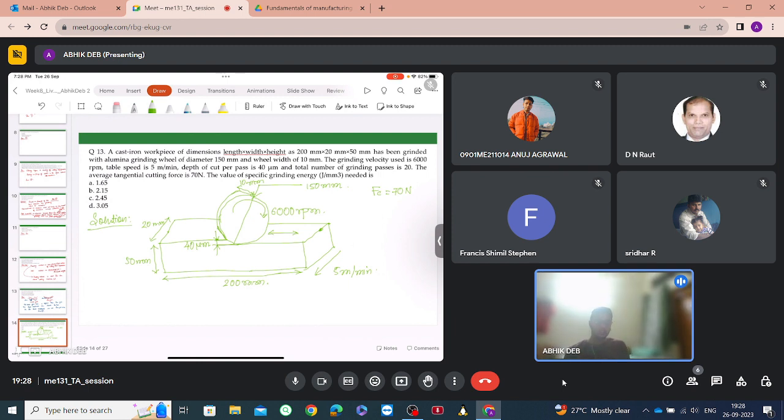So see if the diagram is clear to everybody. Is the diagram clear to everybody? Yes, sir. Okay.